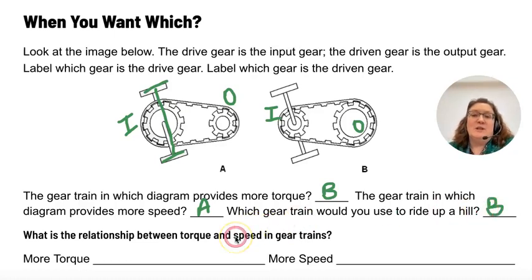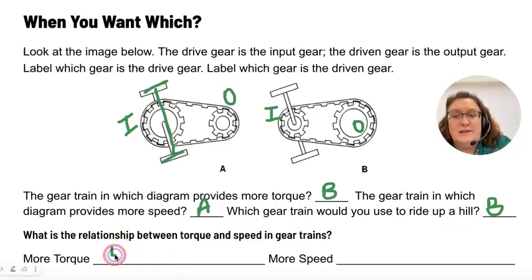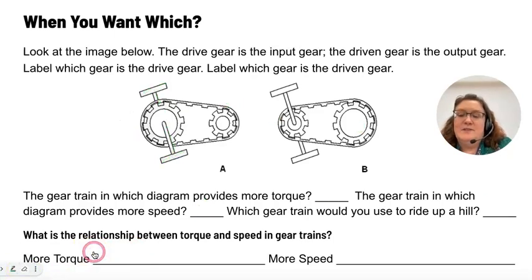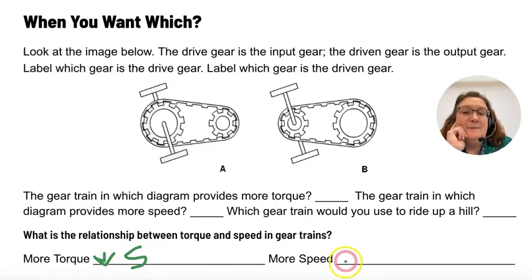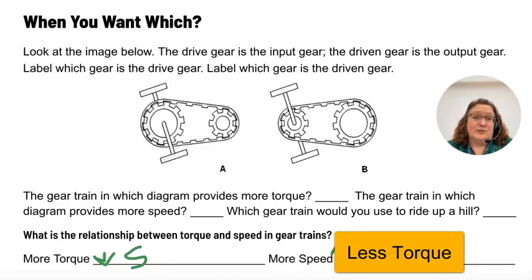What's the relationship between torque and speed in gear trains? More torque means less what? Writing on my computer is really awful. Sorry. So if I want more torque, I get less, I'm just going to use an arrow, speed. Less speed. If I want more speed, then I'm going to have less torque by definition, because it's going to be going faster.